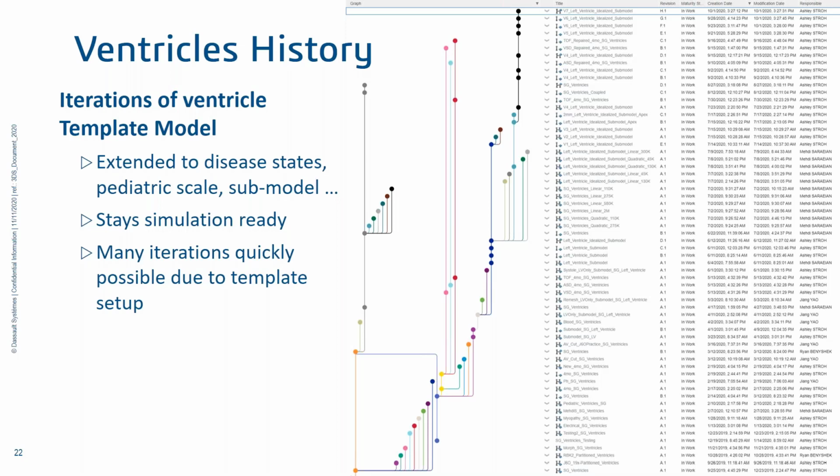So we went from that one model that was simulation ready to about 15 to 20 models that were all simulation ready, as well as starting to be able to branch off from those and just have very quick iteration turnaround time. So we took this to looking at pediatric scale models over here, to disease state models over here, right, to just a few other particular models that we were looking at. So very, very quickly started getting multiple different iterations being built.